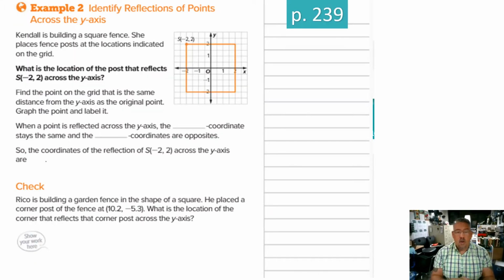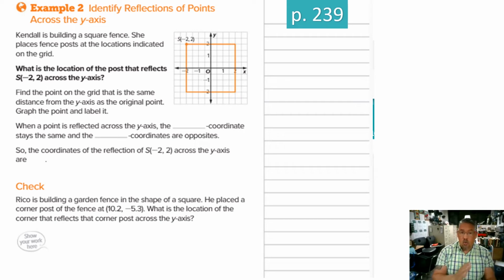So like with all of our other math, we are going to have word problems or story problems that we have to be able to use our lesson on. So once again, paying attention and following along and making sure we understand what we're doing. So in this example, they give us a drawing of a square, and it says that Kendall is building a square fence. She places fence posts at the locations located on the grid. What is the reflection of the post that reflects point S at ordered pair of -2, +2 across the y-axis?